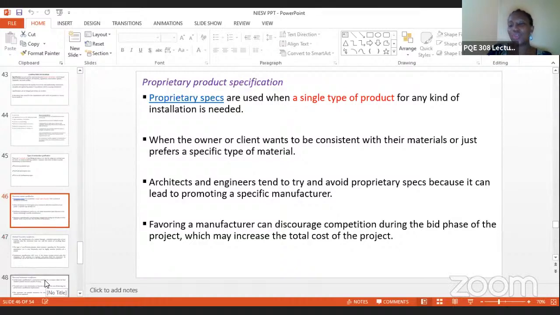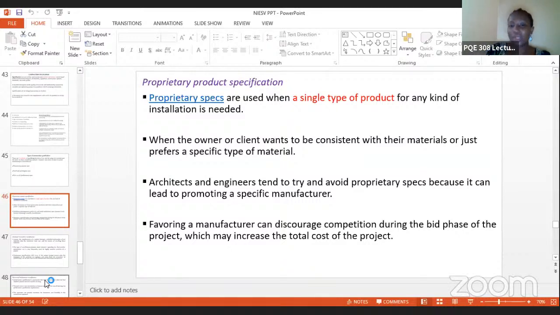Proprietary, that is, sole ownership of something. Proprietary product specifications are used when a single type of product is needed for any kind of installation on a particular project. That is when the owner or the client does not want any other product from any other manufacturer. Probably he has a favorite manufacturer, he has interest in a particular brand. You understand? So it's proprietary. That is, you are using a single type of product throughout that particular project.